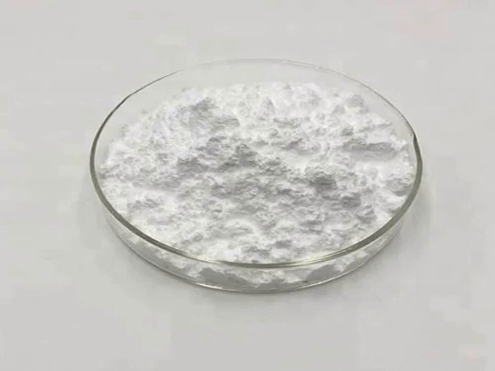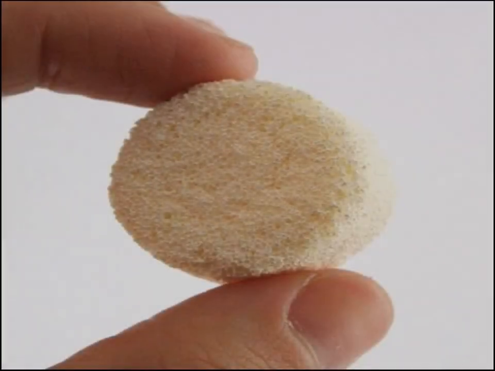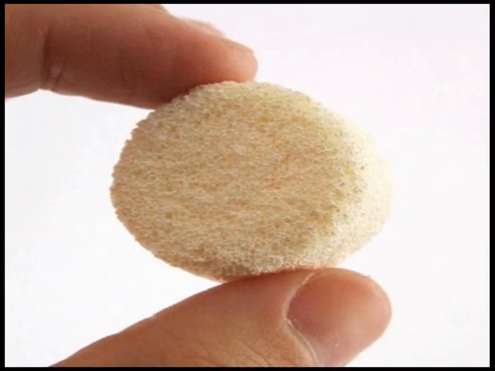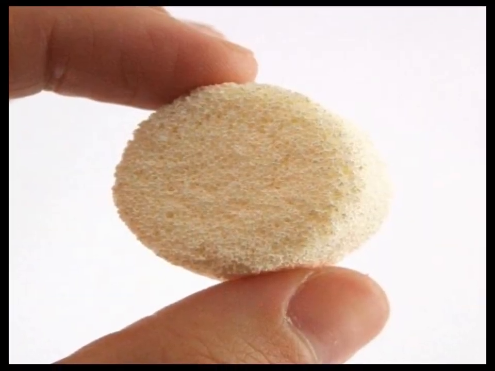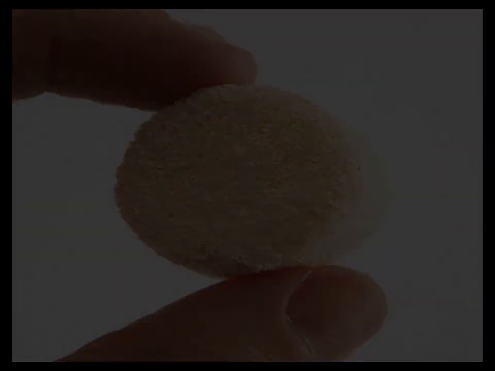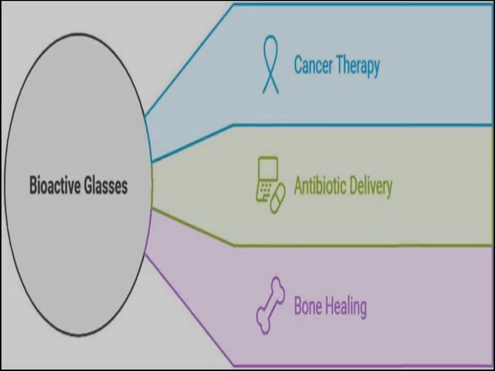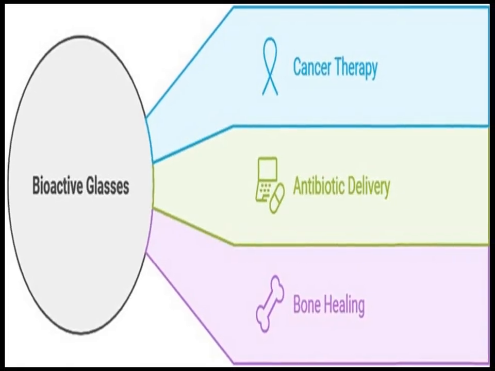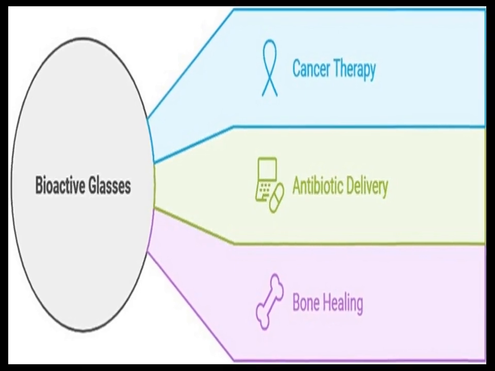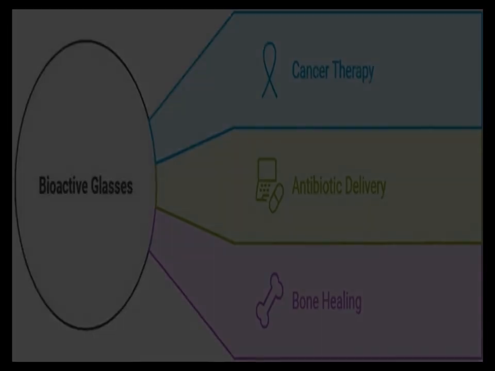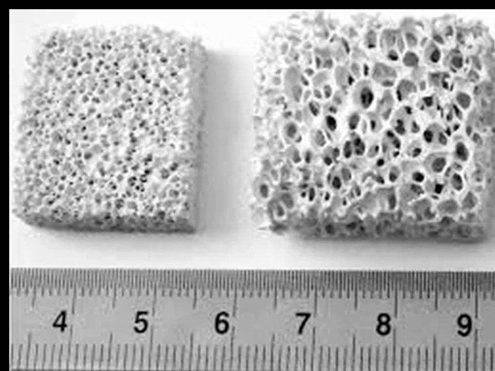The bioactivity of the glass is highly dependent on its composition and surface area, with certain formulations, such as the widely studied 45S5 bioglass, showing particularly strong bonding with bone tissue. The most prominent applications of bioactive glass are in medicine and dentistry. It is used extensively in bone regeneration, as a bone graft substitute, and as a coating for metallic implants to improve their biocompatibility and osteointegration.